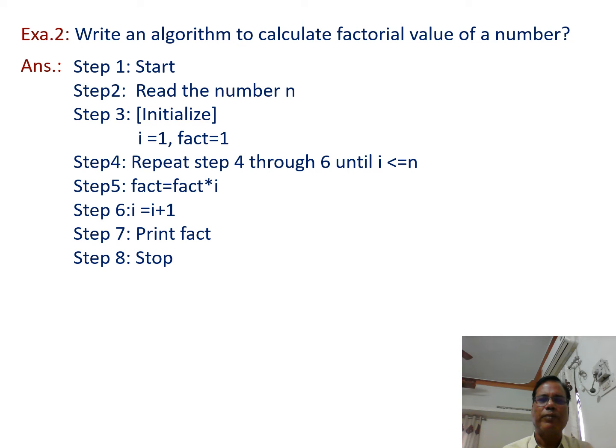So we have to repeat step 4, step 5 and step 6 until the condition I less than or equal to n is true. And when this condition becomes false, we move to step 7 and print the value of the factorial. And step 8 is the stop.